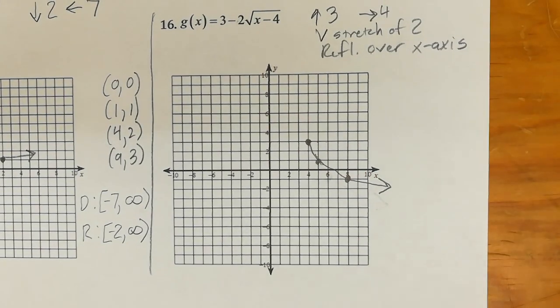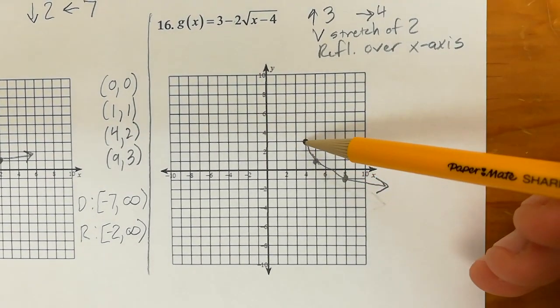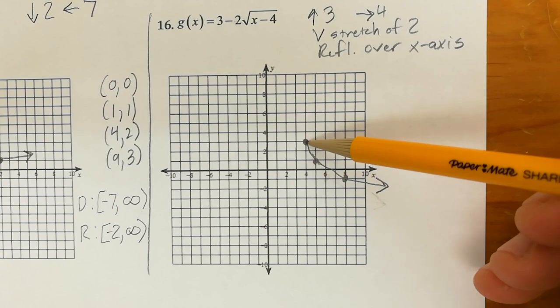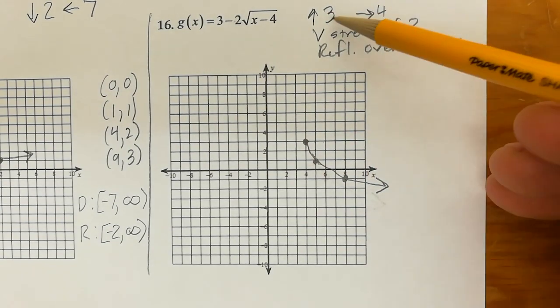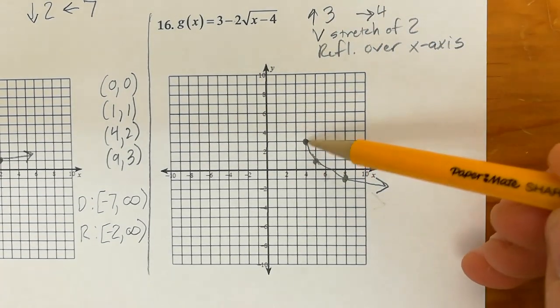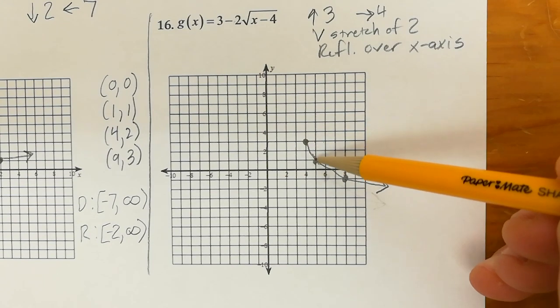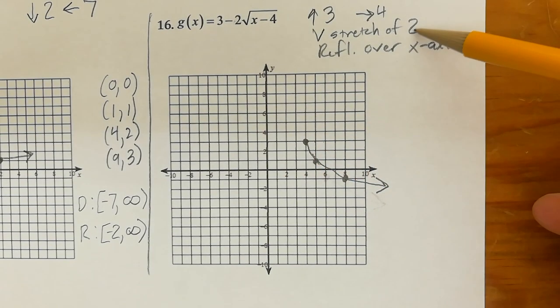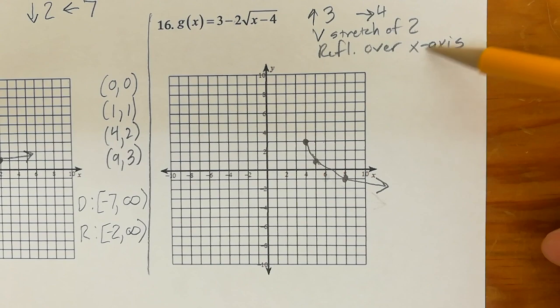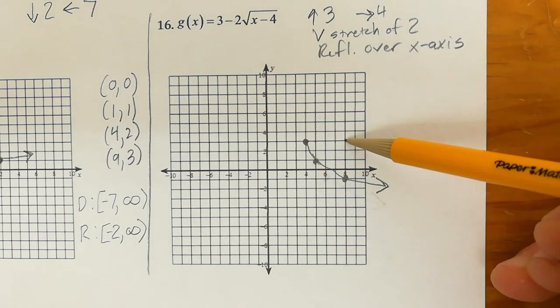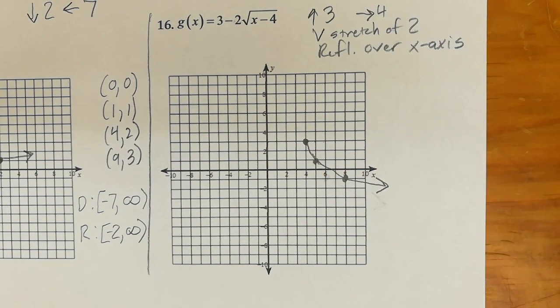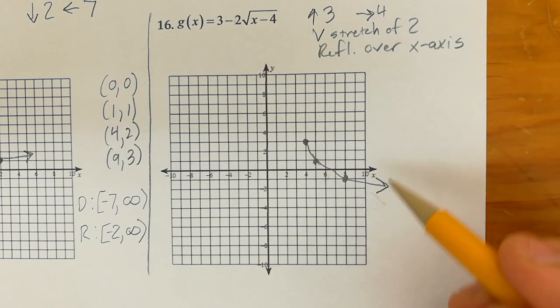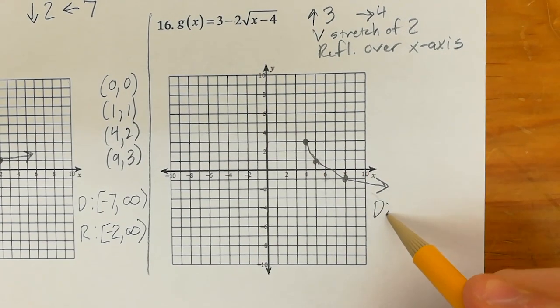Didn't see that before. So you have to move your starting point up 3, right 4, and then you go over 1, down 2, 2 because of the stretch, down because of the reflection, and then over 4, down 4 for the same reasons. I see I didn't do domain and range here. Let me do that really quick.